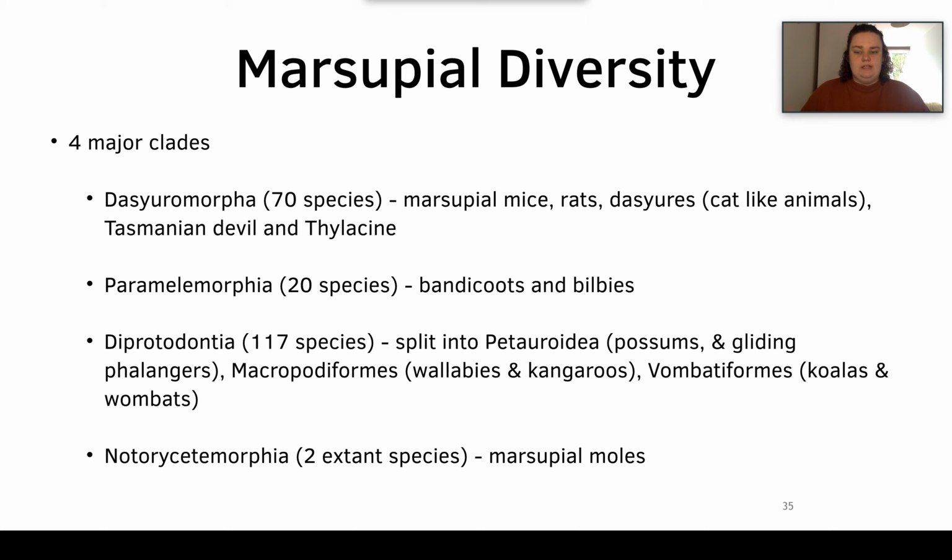So, marsupial diversity, there are 4 major clades. So, here we have these. Diprotodontia are the ones that we kind of know the best, as just in general it's the one that the media focuses on. So for example, it's the Diprotodontia, and these are split into possums and gliding phalangers, the wallabies and kangaroos, and the vombatiforms, which are koalas and wombats.